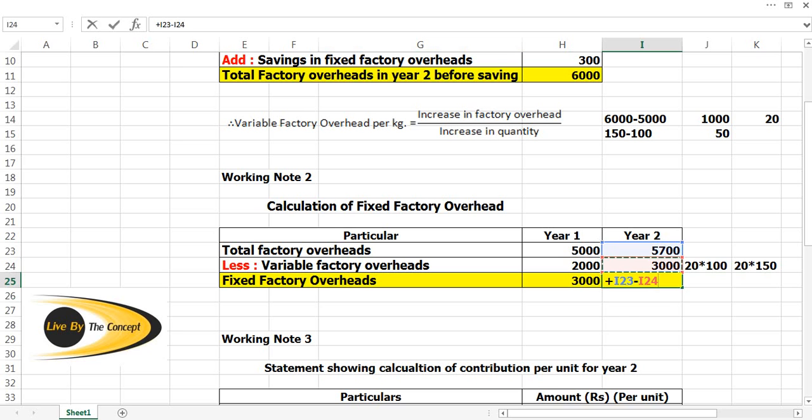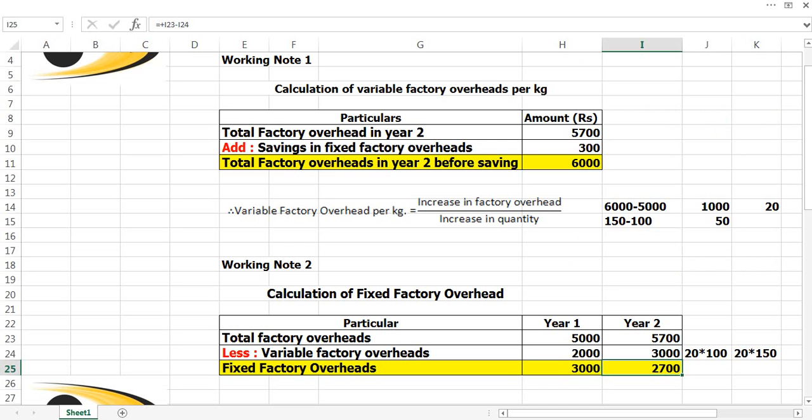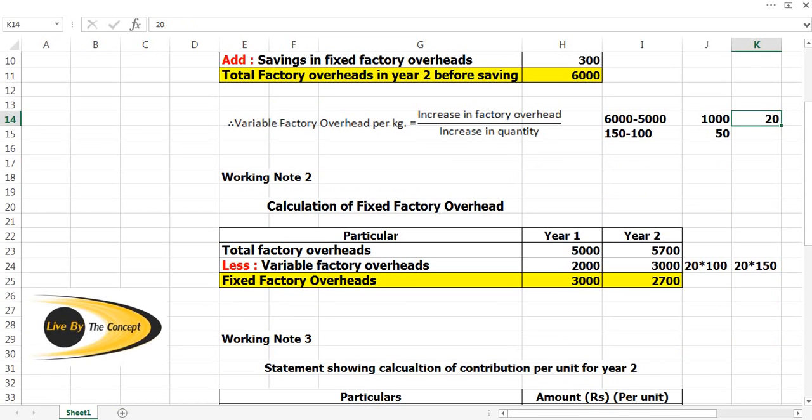5,700 minus 3,000, so you are having 2,700, that is the fixed factory overhead for year 2. Now you can see that earlier it was 3000, now it is reduced by 300, and that is how we are having 2700. Now we are having working note number 1, through which we have calculated the variable factory overhead per kg, and working note number 2 where we are having 2700, which is the fixed factory overhead for year 2.